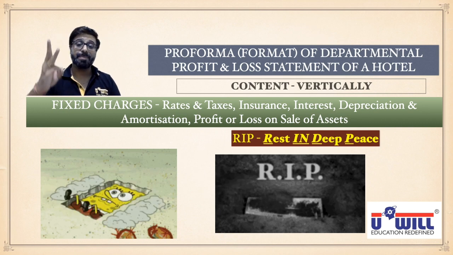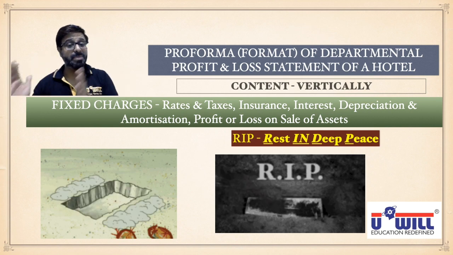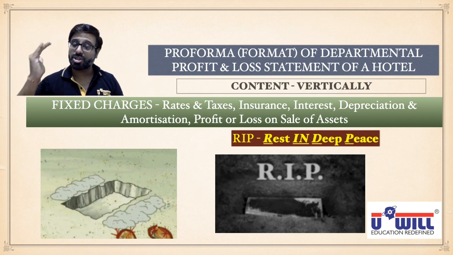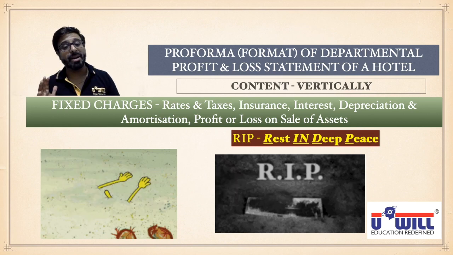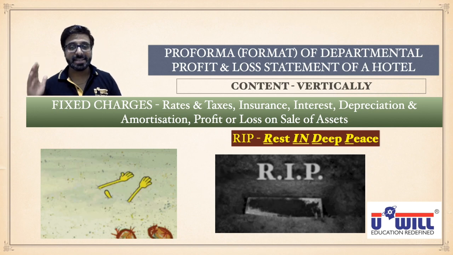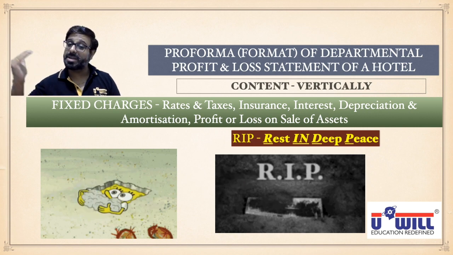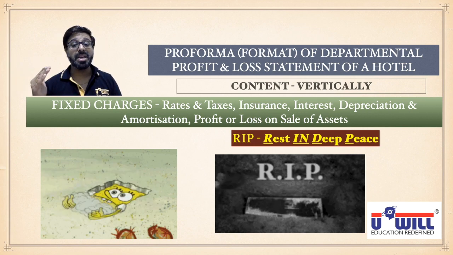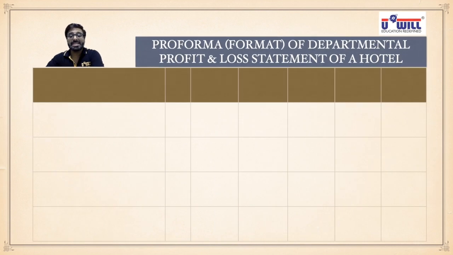Okay, ASP. Like you have ASAP, as soon as possible, here only ASP: administrative, sales promotion, property operation and maintenance. And then fixed charges which don't depend on sales. Rest in deep peace. Rest are rates and taxes, insurance, interest, deep debt, depreciation, P, profit or loss on sale of assets. So now let's take up this format of the P&L statement.